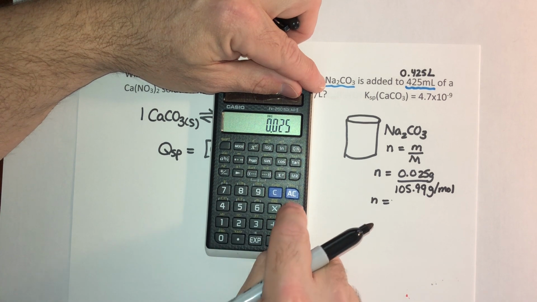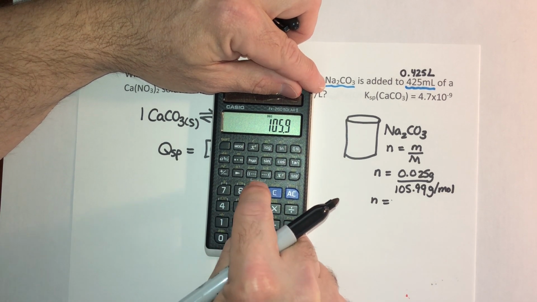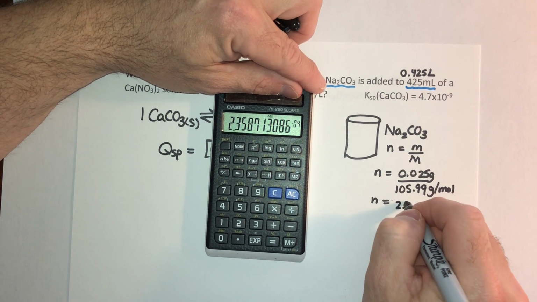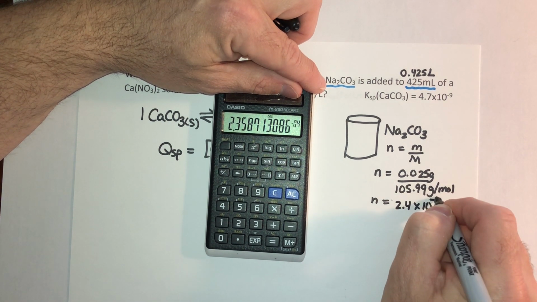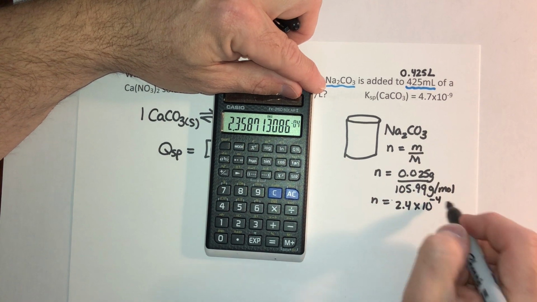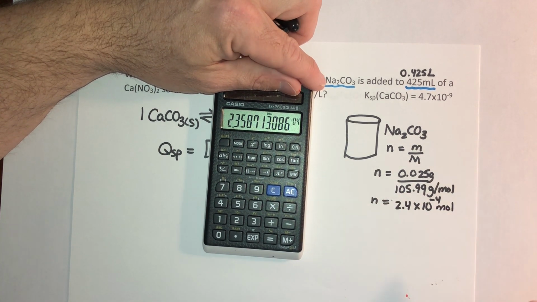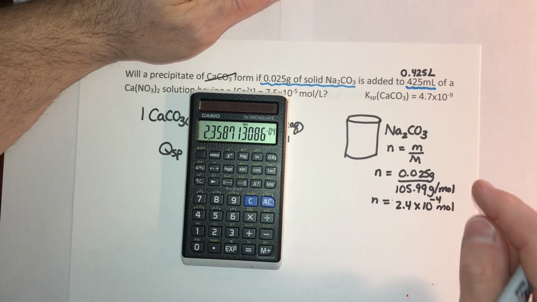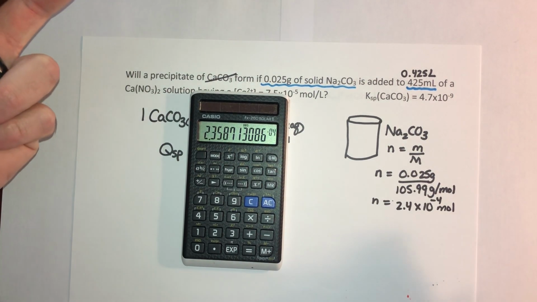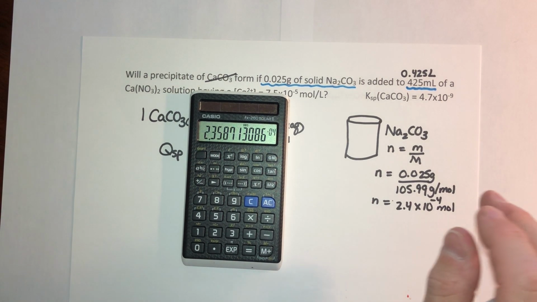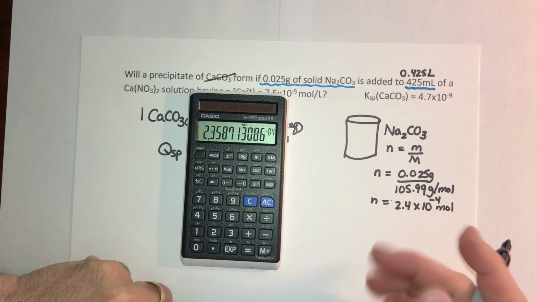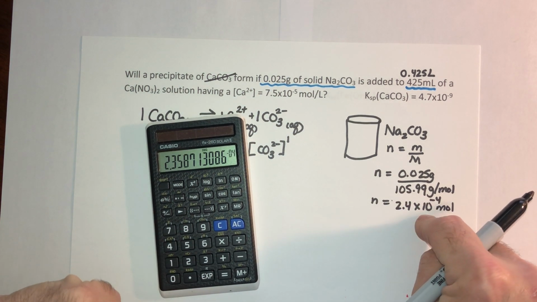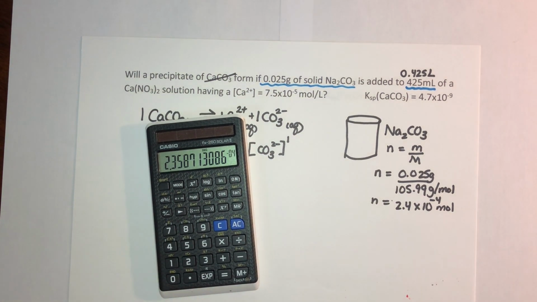So my number of moles would be 0.025 divided by 105.99. That gives me 2.4 times 10 to the minus 4. Now grams and grams cancel out, so that leaves me with just moles. See, I had to do extra work here to find the moles, and in the last problem, I just gave you the moles. Okay, and sometimes that happens, right? Sometimes in these problems, they'll just tell you the moles, so you'll know it, but sometimes they'll make you work for it. And that's what I've done here.